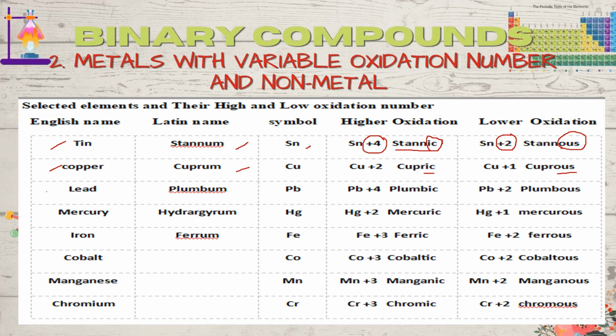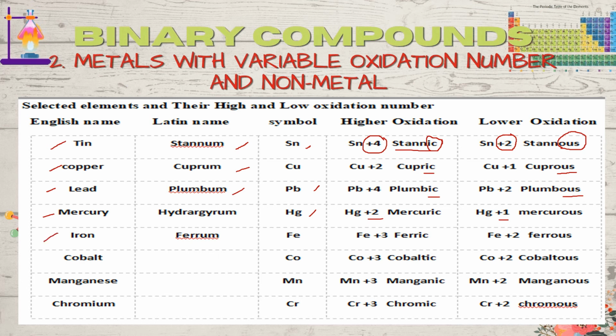Next is lead. The symbol for lead is Pb. Of course, it came from the Latin word plumbum. So you have two oxidation numbers for lead: positive 4 and positive 2. So you have plumbic and plumbous. So higher is IC, OUS is lower oxidation number if you're going to use the classical system. Next, mercury. The symbol is Hg. You use positive 2 and positive 1. So positive 2 is higher, positive 1 is lower.